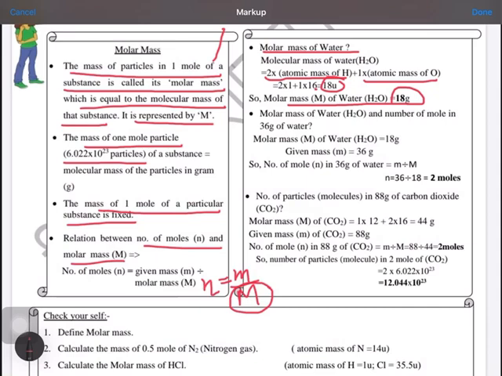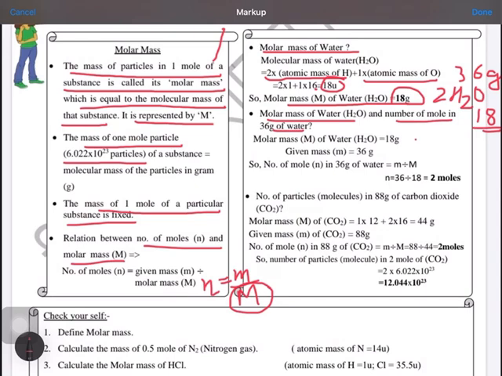If it had been 2 H2O, then it will become 36 grams. Per unit we are calculating molar mass, but the molecular mass of a compound will remain as 18. So this is the basic difference. Like when we talk about the molar mass of water and the number of moles in 36 grams, we have to calculate on the basis of this formula.